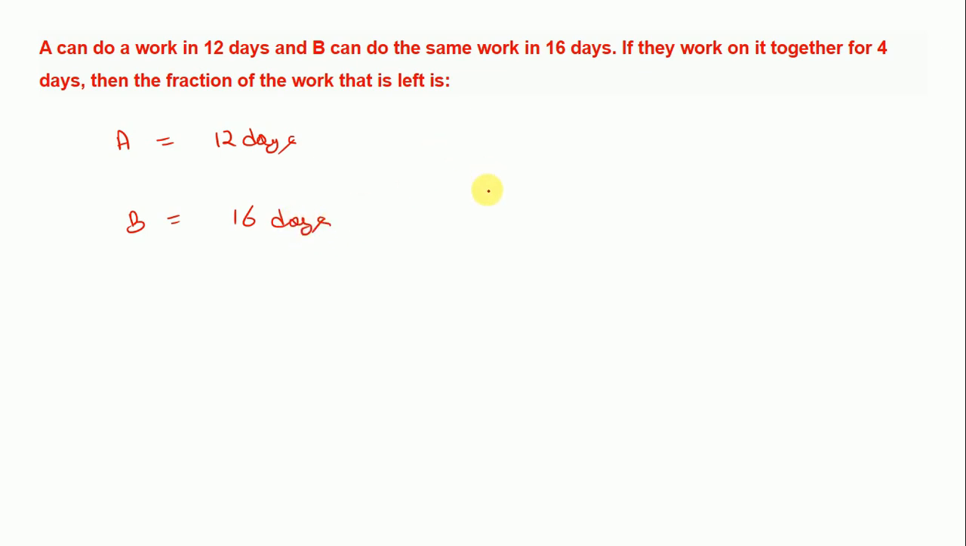So like other questions, to calculate the efficiency, first of all we will calculate the LCM, that is total work. So total work is 48 units, efficiency of A will be 48 divided by 12, that is 4, and efficiency of B will be 3. So efficiency of A and B will become 4 plus 3 is equal to 7, and they have worked for 4 days. So they will complete 28 units of work in 4 days, and total work was 48 units.